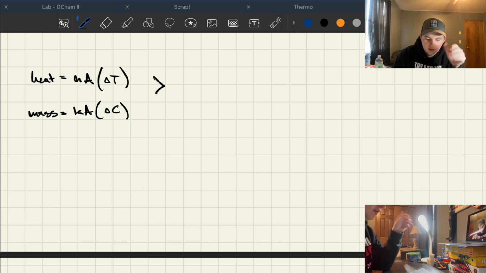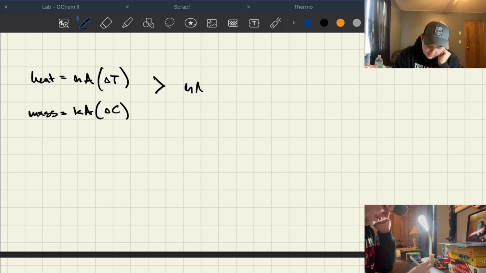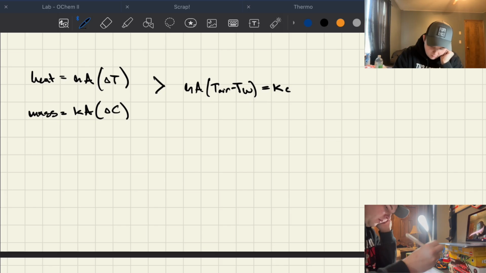And then when we relate those terms, we are going to get hA, and then we can write out delta T, which is going to be T air minus T water. And that's equal to Kc A (C_W minus C infinity). And then we need to multiply by our gamma as well.